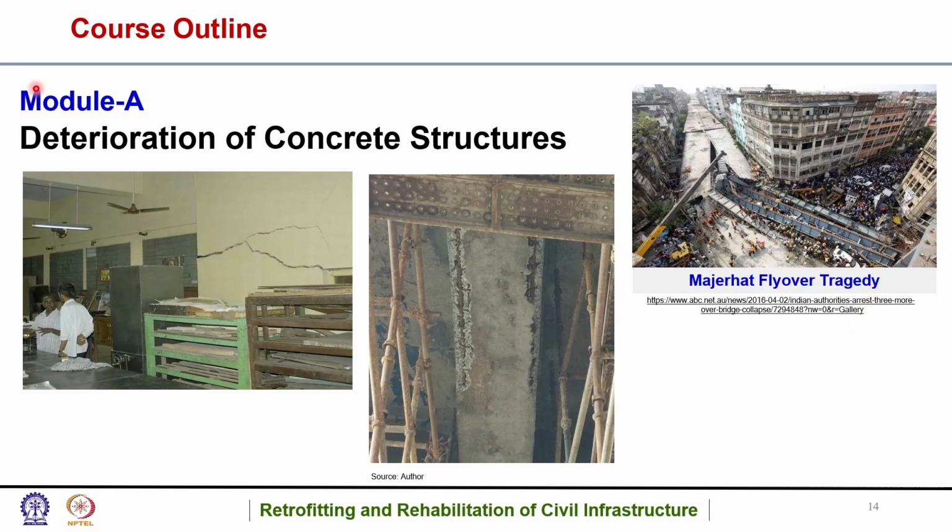And let us go through the course outline, which we will be following in these 12 weeks. It is a 12-week course basically. So these are the broad outlines of the course. It is segregated into a few modules. Let us see the overall modules. The first module, which we will be studying now, is the deterioration of concrete structures. It is module A. These are some of the pictures. This is the flyover tragedy in a place called Mazarhat in West Bengal.